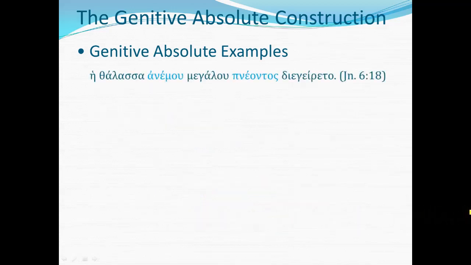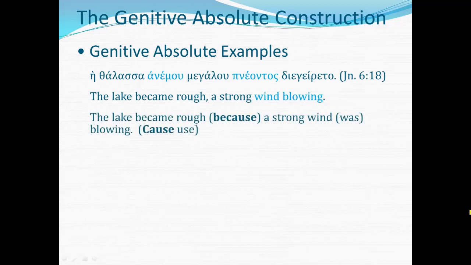Here's another example. I'll read it in word order, which will sound a little strange. The lake, a wind great blowing, became rough. Now that sounds very rough, doesn't it? Pardon the pun. So let's see if we can smooth that out a little bit. The lake became rough, a strong wind blowing. Well, that's certainly an improvement. We could smooth it out even further by rendering it this way: the lake became rough because a strong wind was blowing. And our use of the conjunction because correlates with the sense we gain that this genitive absolute is expressing the cause of its governing verb. The strong wind blowing caused the lake to become rough.